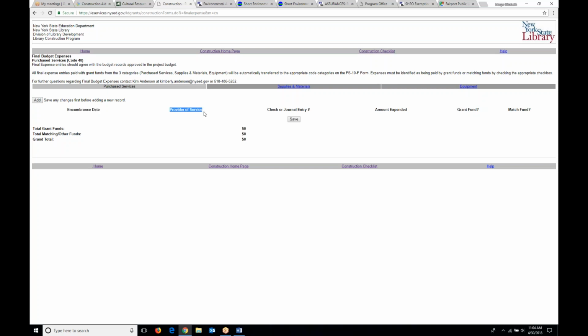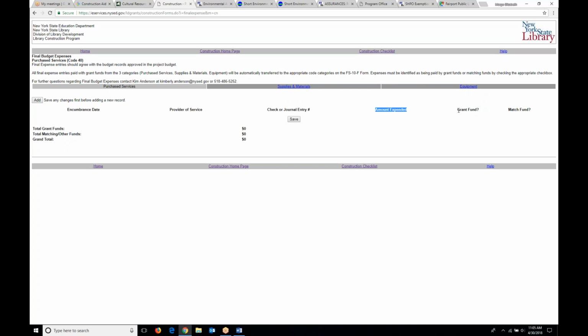Provider of the service should match the bid, and it needs to match the check. Check or journal entry is exactly what it sounds like. Amount expended, this is where it gets weird. Let's say you wrote one check to Jimmy's Flooring for the entire $5,000 project.